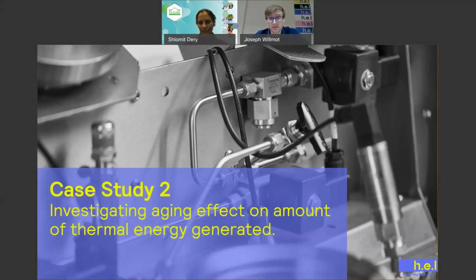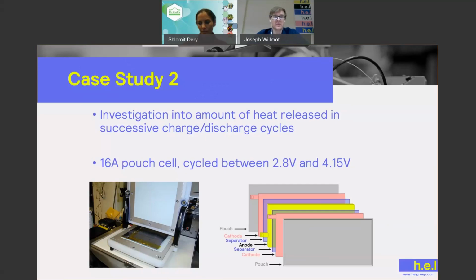The second case study I'll talk to you about for isothermal is investigating the effect of aging that we had on the amount of thermal duty that the cell provided. This was a pouch cell that was placed within the ISO-BTC. It had a C rate of 16 amps, meaning that it was rated by the manufacturer to be charged at 16 amps and discharged at 16 amps.